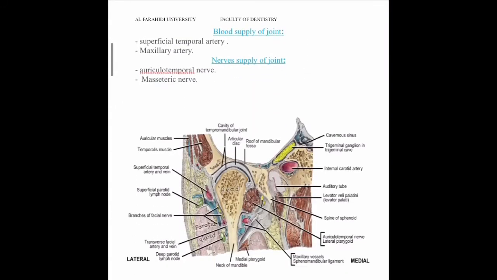The blood supply of the joint. The blood supply of the joint is mainly by the maxillary artery and the superficial temporal artery. And we have also nerves that supply the joint, which are the auriculotemporal nerve and the masseteric nerve.